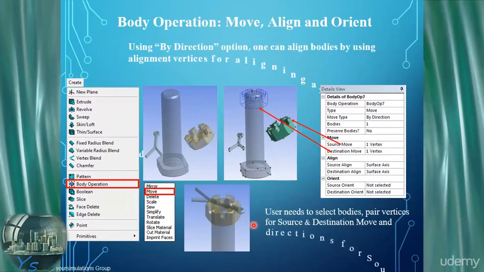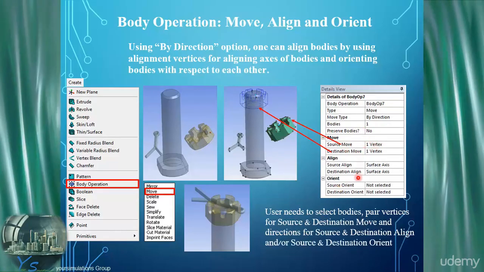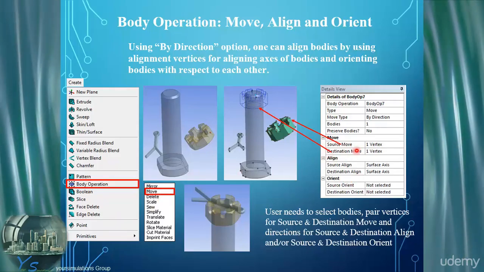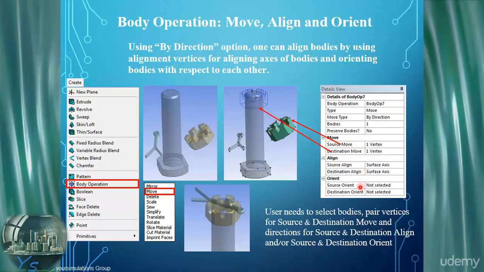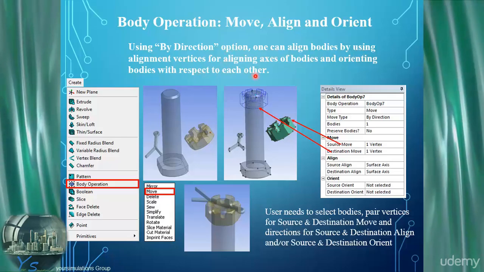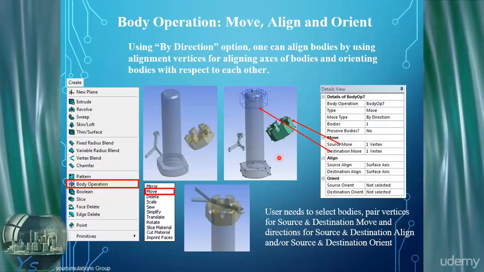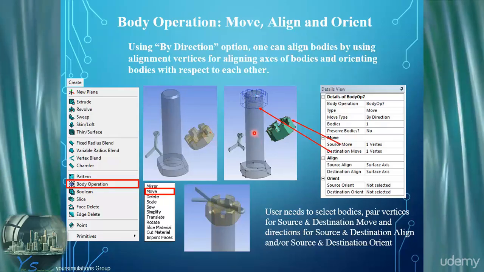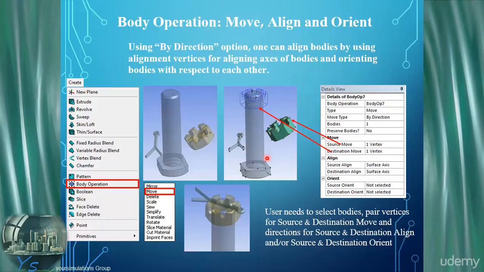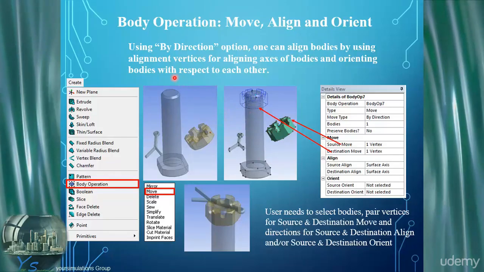Okay, so moving down then, we also have some options on the body operations for move, align and orient, which are all under the move tool. So we can move, we can align, and we can also orient. Using the bi-direction option, you can align bodies using the alignment vertices for aligning axes and orienting bodies relative to each other so they're in the same relative position. So where we have multiple bodies or multiple parts, it's useful for aligning things correctly so that they're in the correct relative position, and we can use these tools in order to make sure that they are in the correct position.